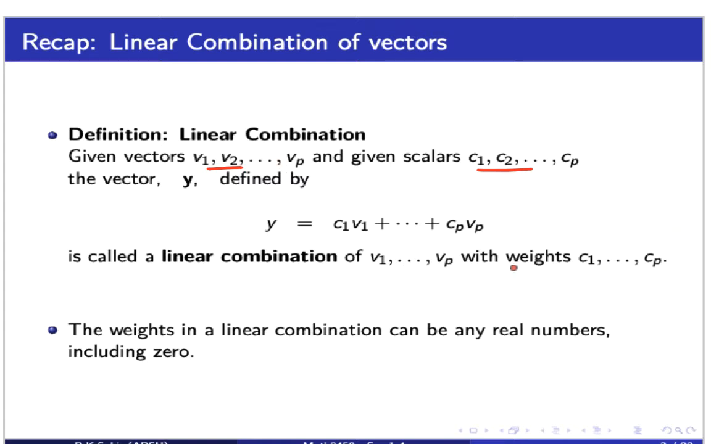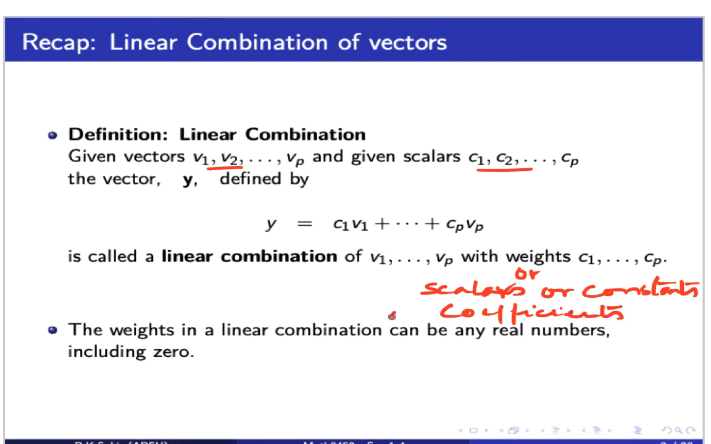So let me write them again. I did that in the video session on vector equations. I'll be going between the weights or the scalars, or I sometimes may call them constants, sometimes even coefficients. Either one of them. Now these weights in this linear combination of vectors can be any real number. They can be all zeros also.